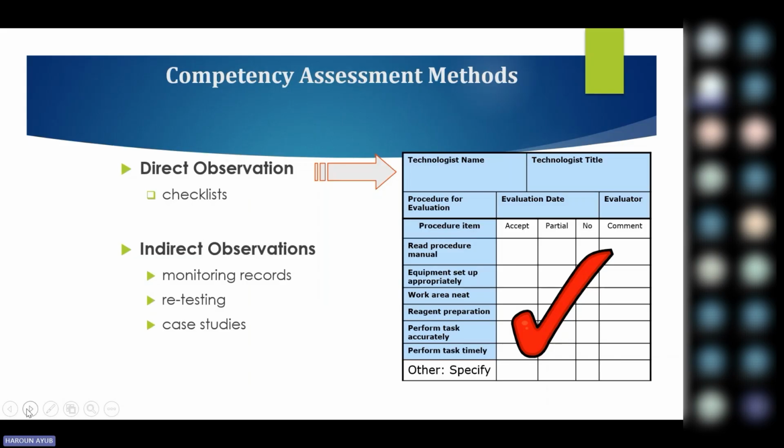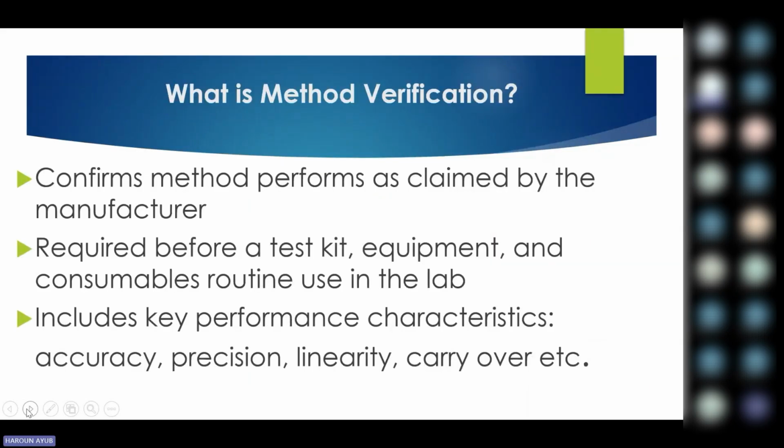Then indirect observations can include monitoring records, retests, and case studies. Then we'll go to method verification.